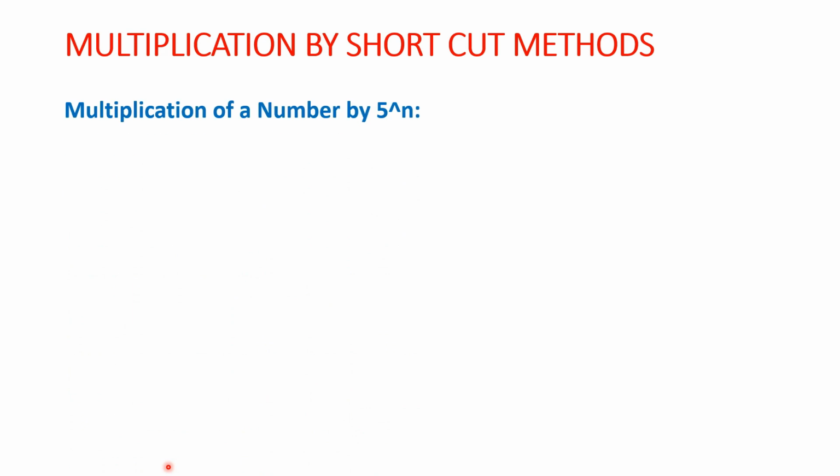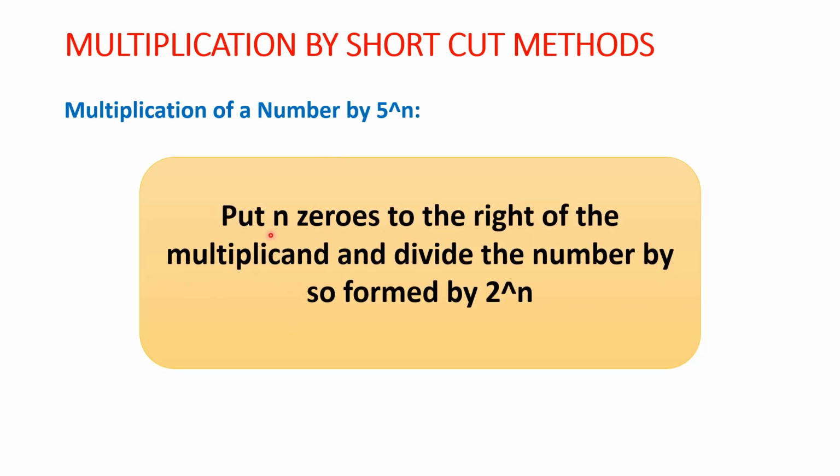The next topic we are going to see is multiplication of a number by 5 power n. Let's consider a simple example. They are giving a problem and we have to multiply a given number by 5 power n. In that case, what do we need to do? For those types of problems, we have to look at the power of 5, which is considered as n. For example, if we have 5 square, then 2 is in the place of n. If we have 5 cube, then 3 is in the place of n.